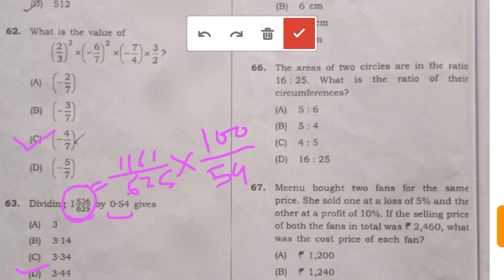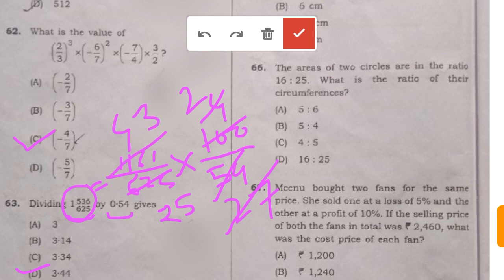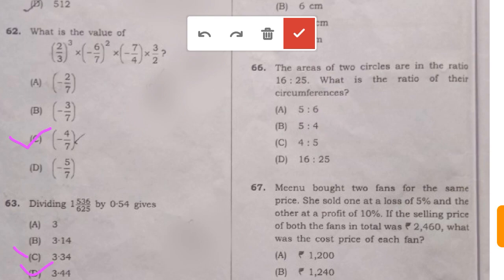Now we can cut this one by 25. 25 into 25 is equal to 625, and here 25 into 4 is equal to 100. Okay, now divide by 2 and this one 27. Then by this 27 we can cut this one 43. Now it will become 86. 43 into 2 divided by 25. This is equal to 3.44. This is the answer. So option D is the correct answer. Now come to the next question.